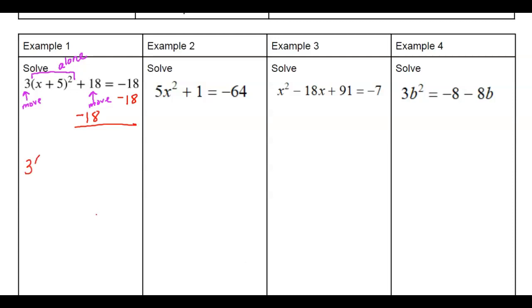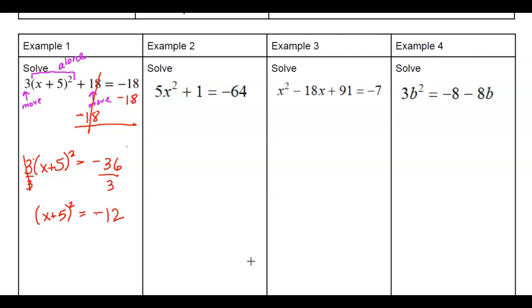So this comes down. 18 minus 18 does cancel. And then negative 18 minus 18 is negative 36. It looks like it's 0, but just make sure you watch your signs. The next thing, that 3 is being multiplied, so to move it, we're going to divide by 3. So x minus 5 quantity squared, equals negative 12.